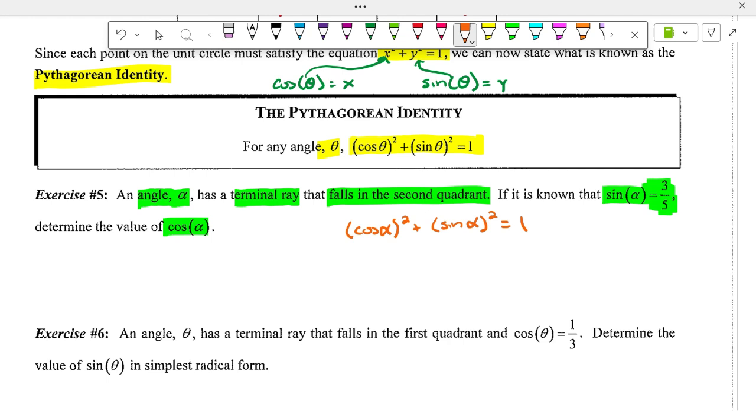So cosine of alpha squared plus sine of alpha squared. Well, don't we already know what sine of alpha is equal to? Yes, it's equal to 3/5. So I have cosine of alpha squared plus 3/5 squared is equal to 1. Do me a favor, put 3/5 squared into your calculator and tell me what that is as a fraction.